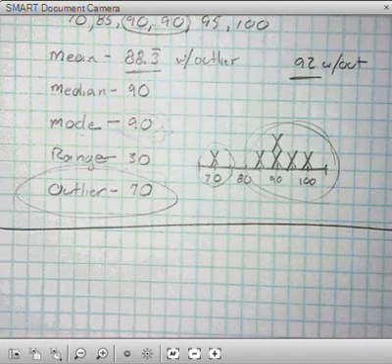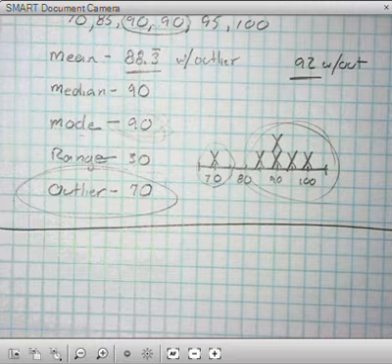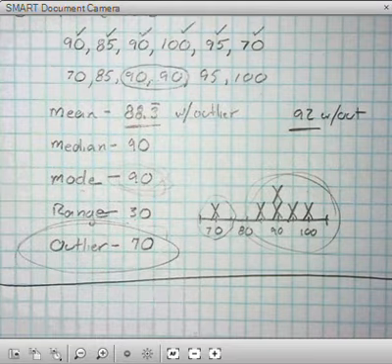Say, Mom and Dad, I got 90s on all my grades, and then they're going to come back and say, yeah, but, and then you have to defend yourself. So that's an example of your mean, median, mode, and range.